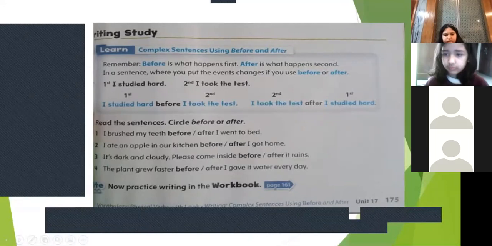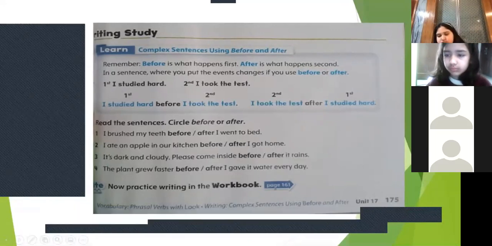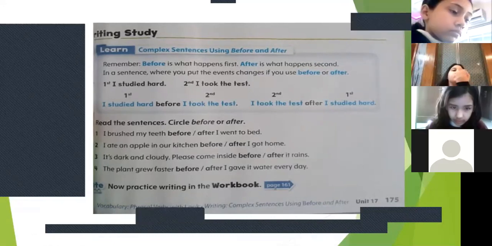So look at here, I studied hard first. Second one is I took the test. Of course, you cannot take the test before studying hard. You have to study hard first and then you have to take the test, okay?